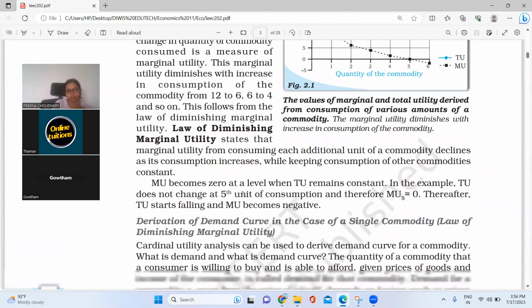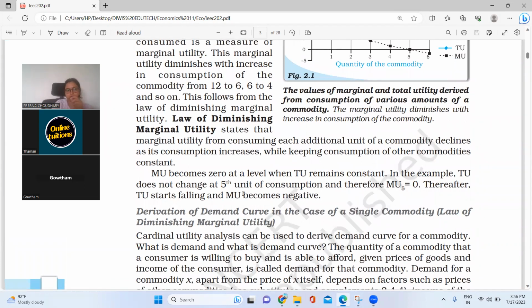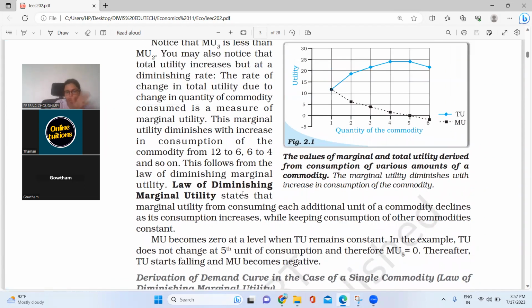Okay, so obviously we'll start with the derivation of the demand curve tomorrow, whenever we have the next class. I'll just read this for you.